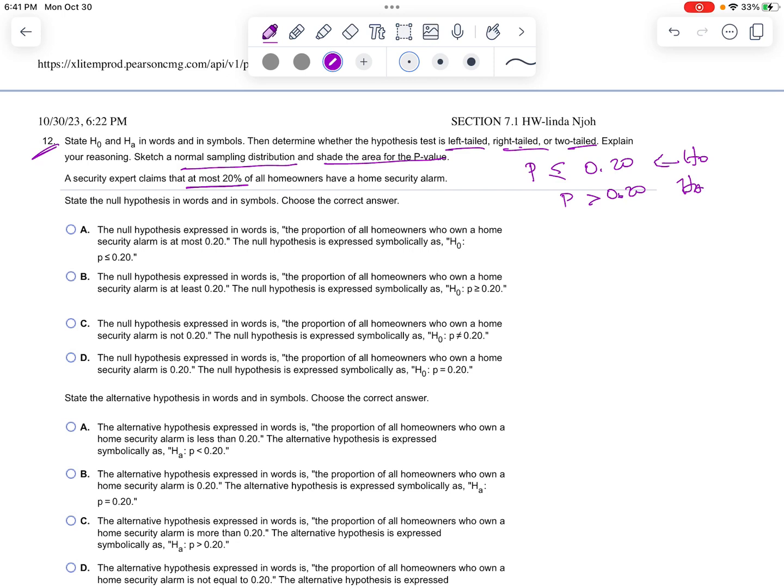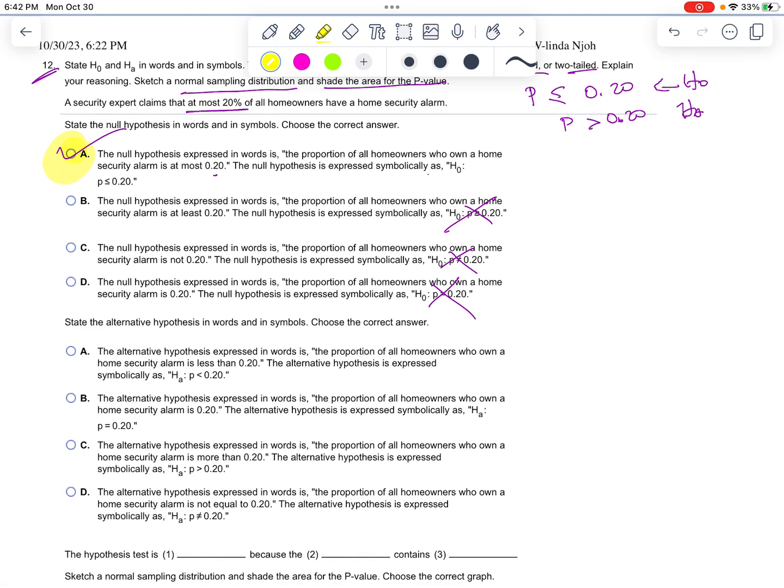So let's figure out which one works here. The null hypothesis expressed in words is the proportion of all homeowners who own a home security alarm is at most. Yeah, it works. So this one works. This one is not going to work. This is not at most. This is different. This is equal. Doesn't work. So it has to be A. I hope everybody saw how I did that. Let's state the alternative. We need to find the alternative. So we go back and we look for this sign. It has to be a greater than sign. That doesn't work. The greater than sign is this one. Okay? This is the sign that works.